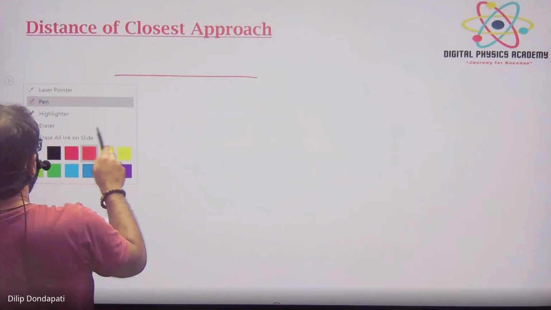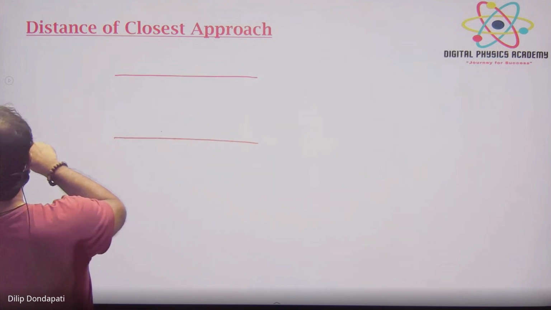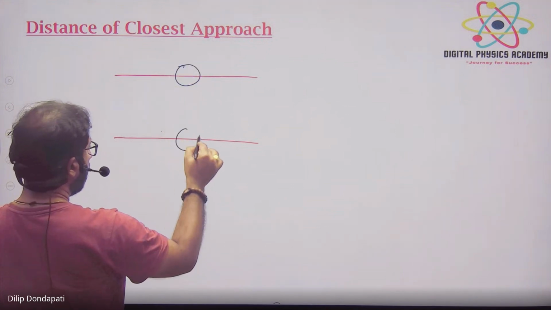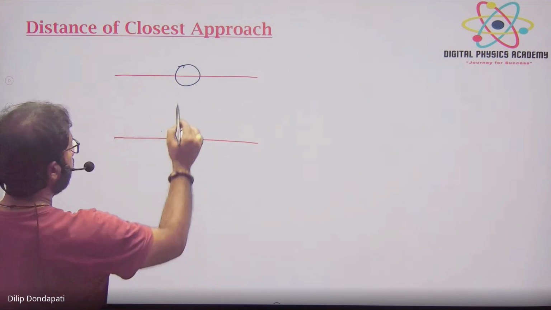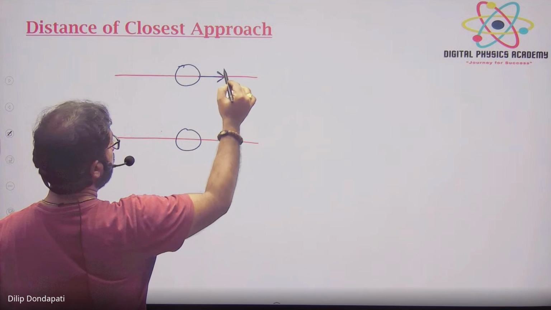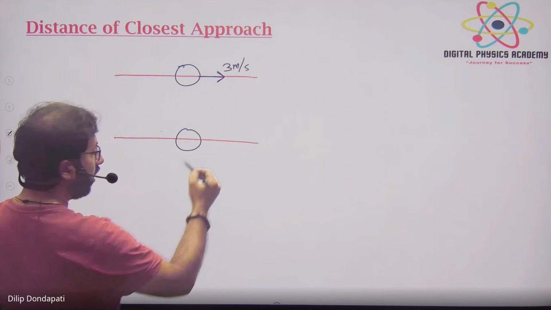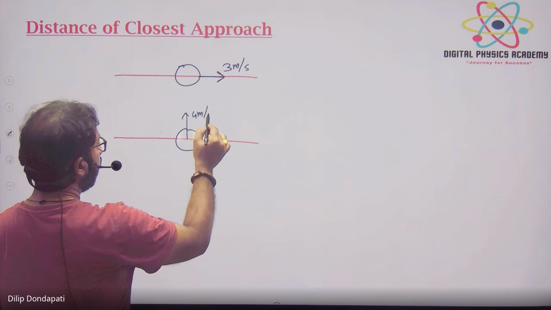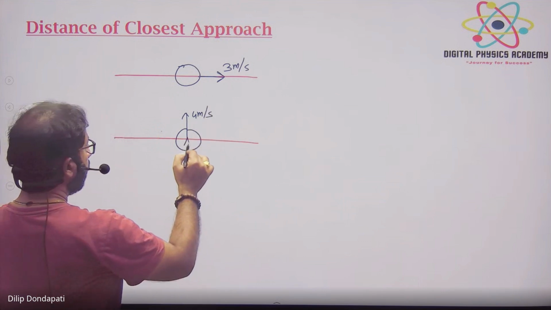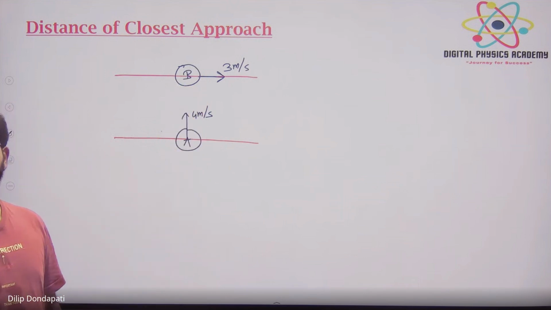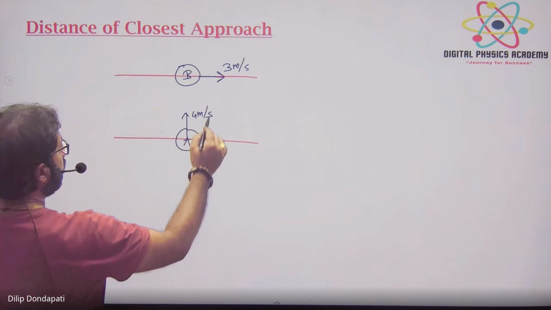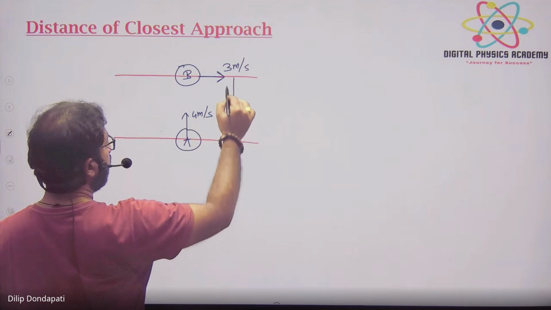Suppose one particle is there. Other particle is there. One particle is moving to the right side with speed 3 meters per second. Another particle is going straight at 4 meters per second. We call this A, this is B. One particle is going right side, one particle is going straight. And the distance between them is given as 10 meters.